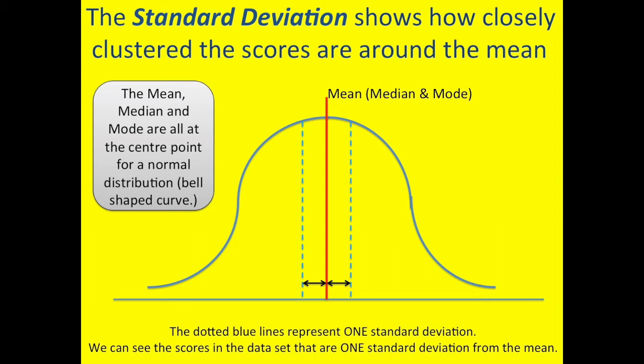So the standard deviation shows us how closely clustered the scores are around the mean, and the blue dotted line represents the standard deviation, and we can see one standard deviation away from the mean, and so that's showing us the spread of scores around the mean.